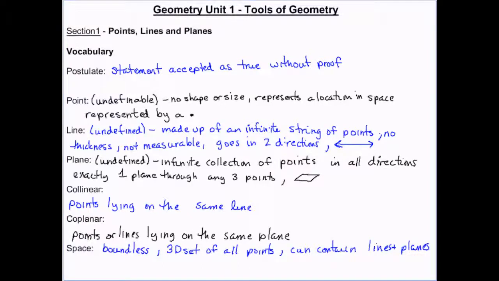I mentioned yesterday that geometry has essentially been unchanged since 300 BC, when Euclid put together the first math textbook ever, which was called the Elements. And the basis of all geometry starts with these first four.